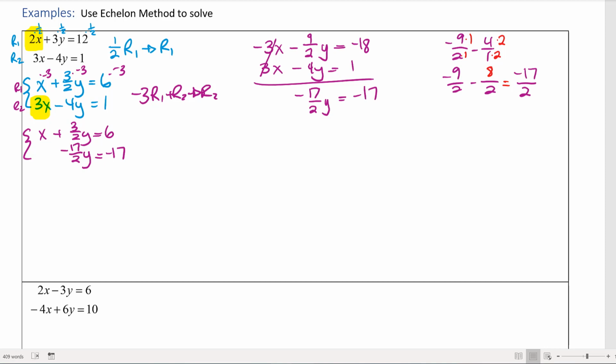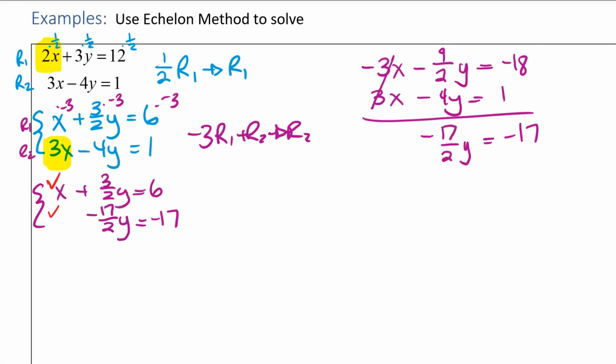Excellent. So let's go back to our checklist here. I've got a 1 where I want it, yay, check. I've got a 0 below it, yay, check. So the next thing that I'm trying to do is I would like a 1 in front of the y. So that's what I'm going to work on next, getting a 1 in front of the y.